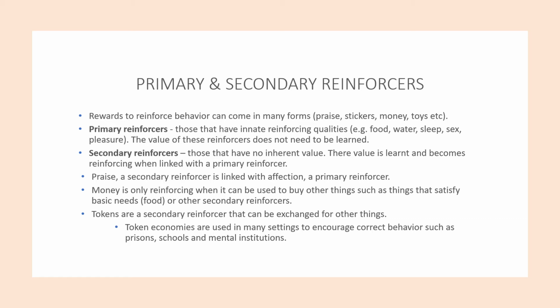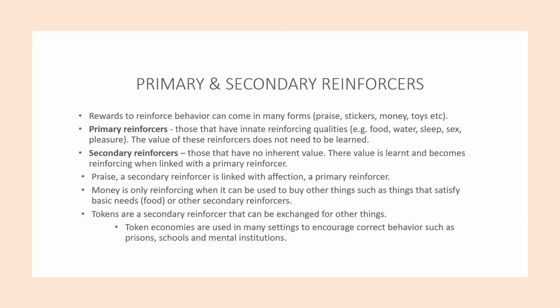So primary reinforcers have innate reinforcing qualities. They're naturally reinforcing. We don't need to learn that these are reinforcing. Okay, so we don't need to learn that food is reinforcing. That's natural for us as human beings, where our brains are wired to like sugary foods and to like foods with fat in them. This makes it hard to not eat unhealthy foods sometimes, but those are naturally reinforcing. Secondary reinforcers are those that have been paired with primary reinforcers.